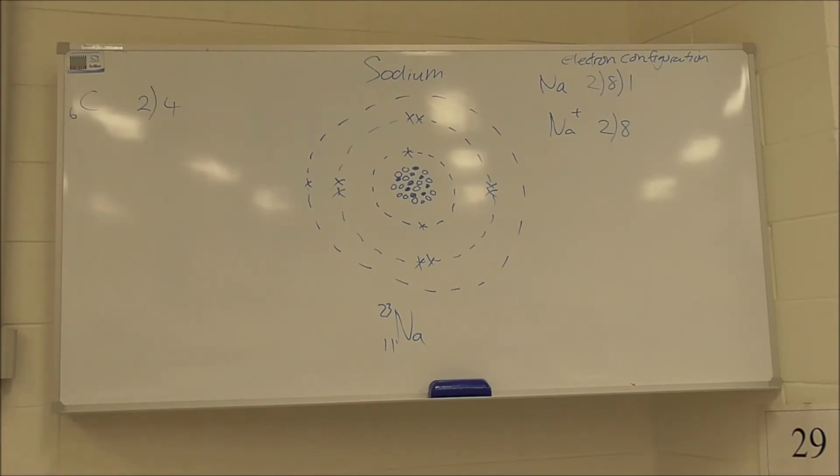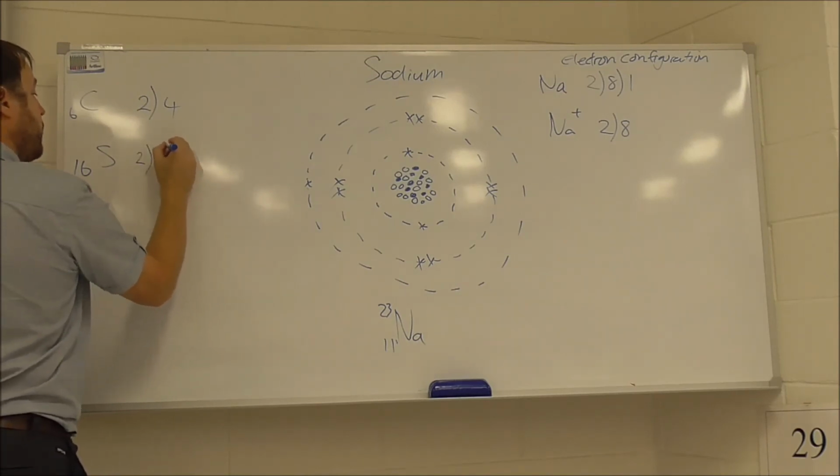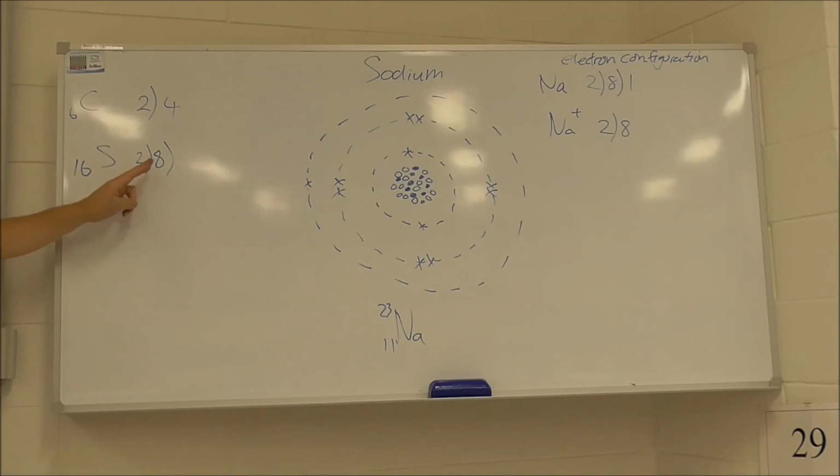Okay, so let's look at sulfur. What's the atomic number of sulfur? 16. Okay, and it's in the third period, so we know there are going to be 3 shells. And that gives you a hint as to how you can do it. You can go, right, first shell, full. Second shell must be full, and that's 8. So we've got 2 and 8, that makes 10, plus what equals 16? Must be 6.